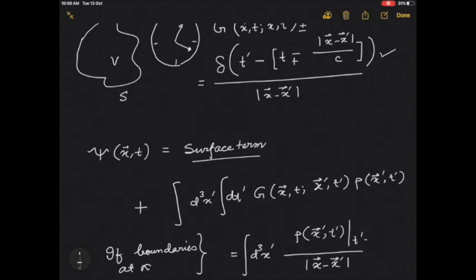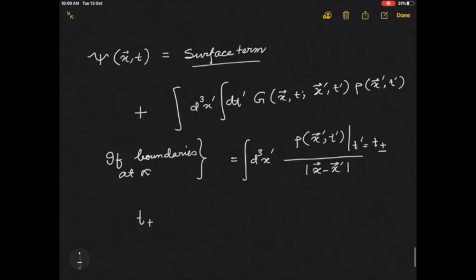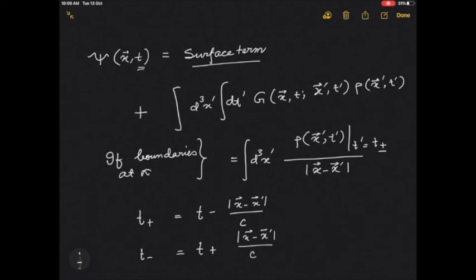but rho now has to be evaluated at some t plus minus, where t plus is given by t minus, remember that the left hand side is a function of t, so it should be given by t minus x prime by c, and t minus is given by so this is called advanced solution and this is called retarded solution.